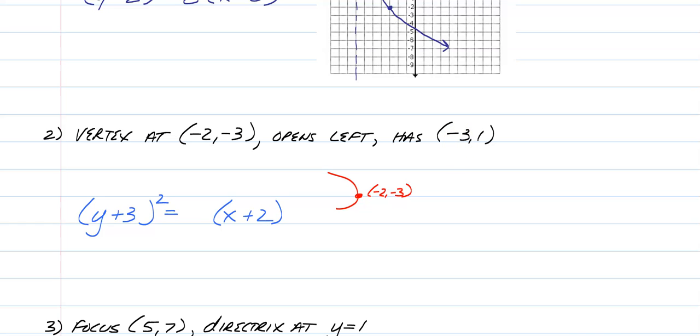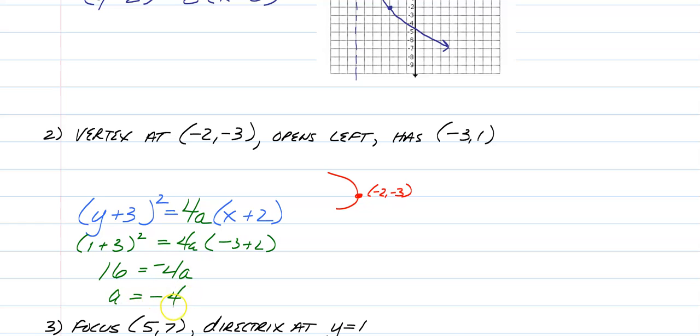Now this is the part that gets a little bit different. So you need to use your 4a value, but all you have to do is plug in your x and y. So that means we're going to have a y value of 1 plus 3 squared is equal to 4a, and then you have an x, which is a -3. So you have a -3 plus 2. And a little bit of math will tell you that 4 squared, which is 16, is equal to 4 times a times, in this case, a -1, which just makes it a -4. So a is equal to -4.